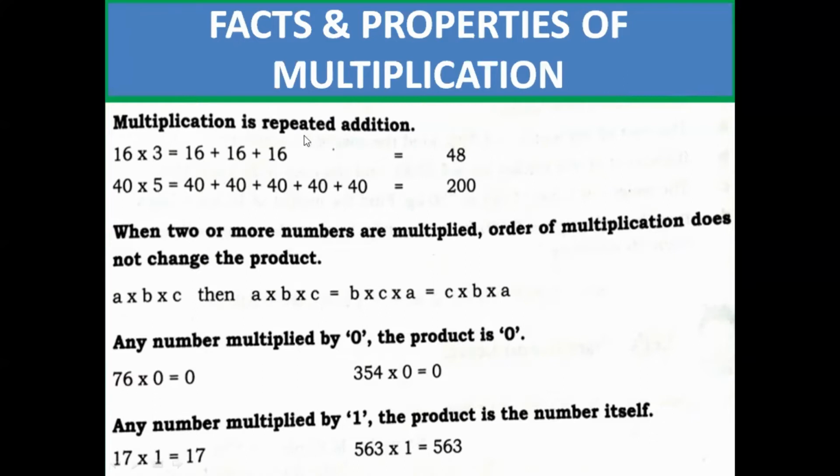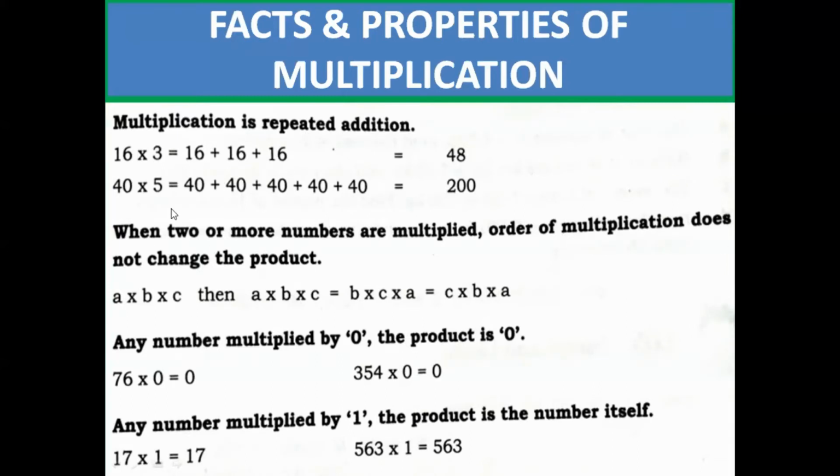Facts and properties of multiplication. First fact. Multiplication is repeated addition. When we write 16 into 3, we write 16 plus 16 plus 16. We write 16 three times. Repeated addition means that here, into 3 is there, so we write 16 three times with plus in between. 16 plus 16 plus 16 is equal to 48. The product is 48.